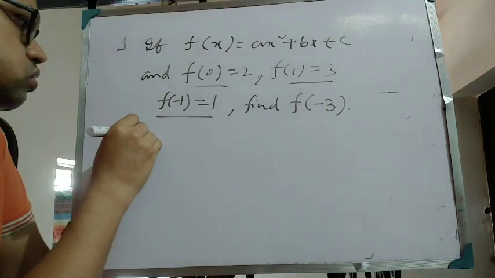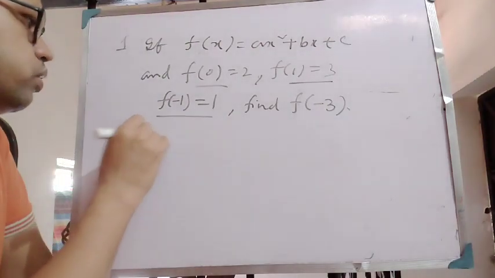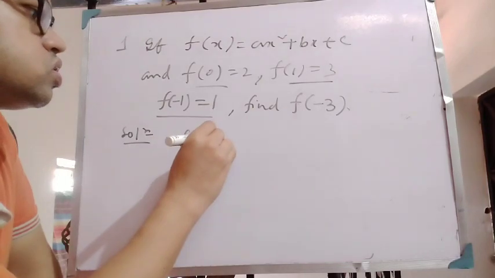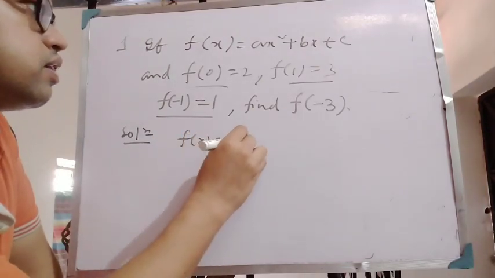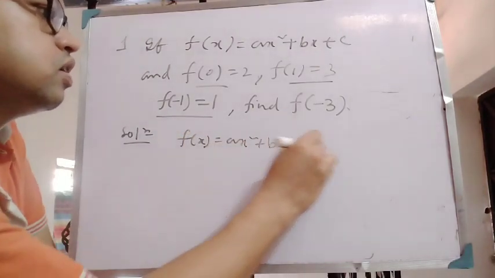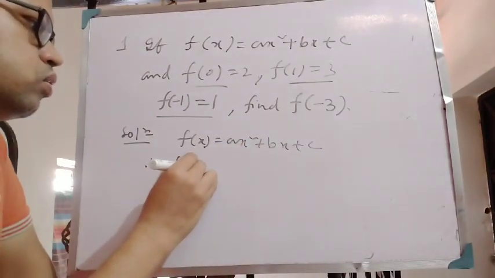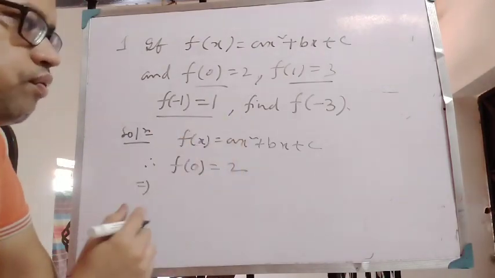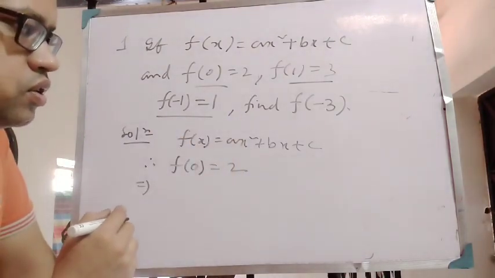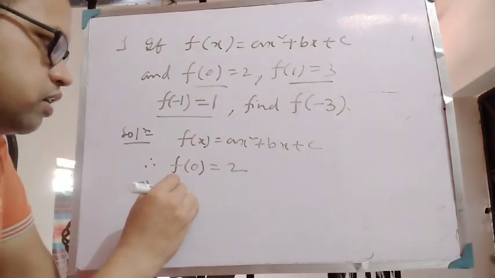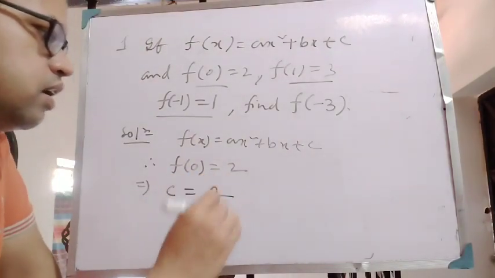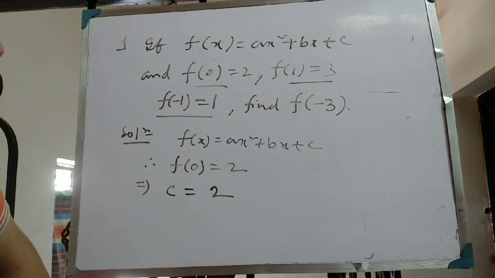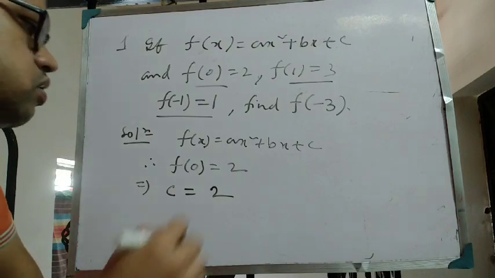So the solution will be in this way. f(x) equals ax square plus bx plus c. So therefore f(0) equals 2. That gives you, substitute the value of 0 in place of x. So from here you will clearly see that when you put x equals 0, the expression reduces to only c. So the value of c is equal to 2.